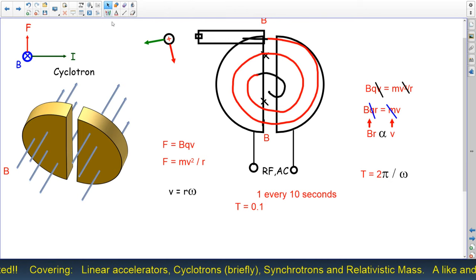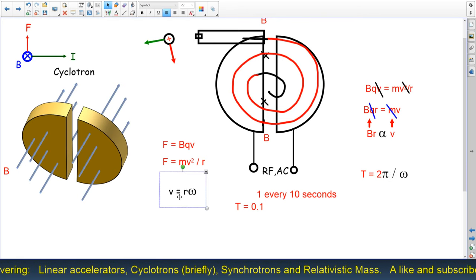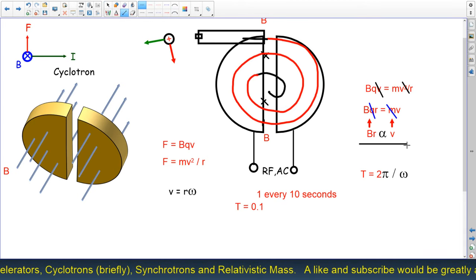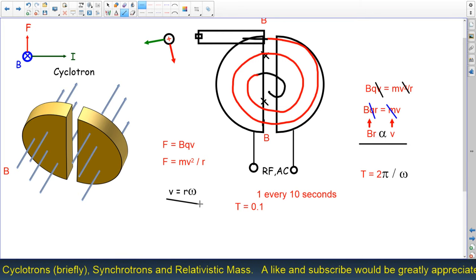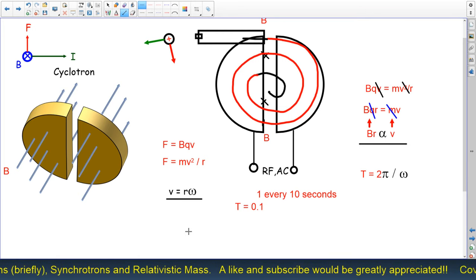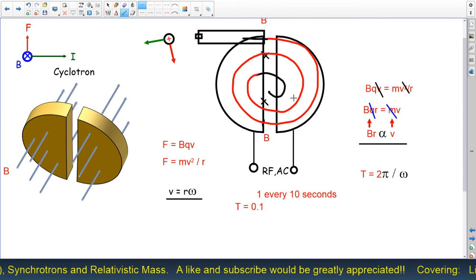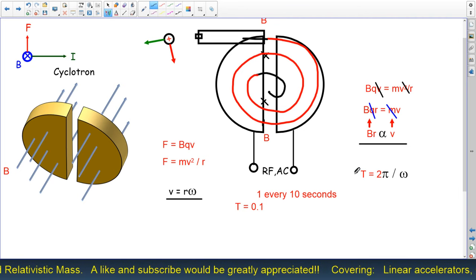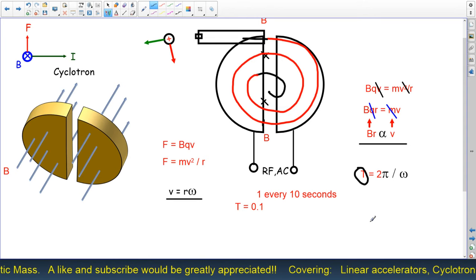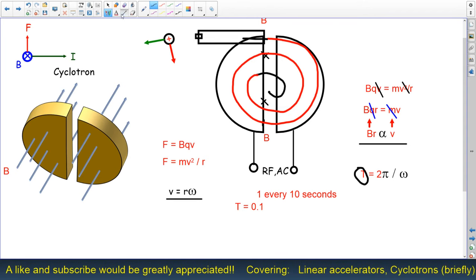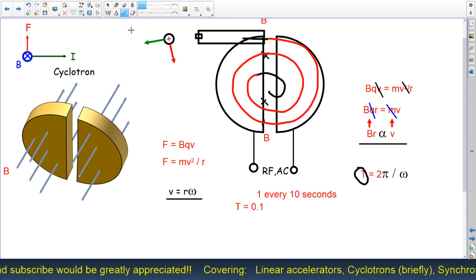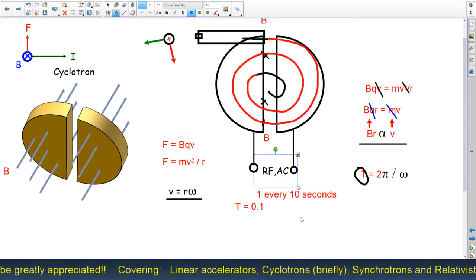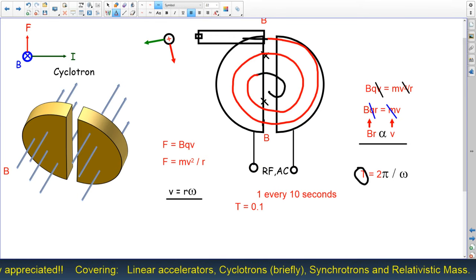And whilst we're at it, we need to solve this problem here as well, because it's no good solving this problem so that we can have that not dependent, but this is still an issue. V equals R omega has to be a thing, otherwise this thing doesn't accelerate properly. So we have to challenge this assumption over here that T is a constant. T can't be a constant. So we're going to need to be able to vary the time, which means that we're going to need a variable frequency power supply.